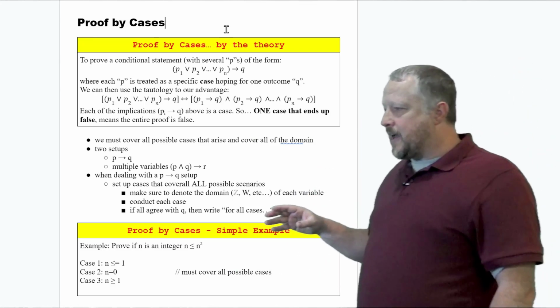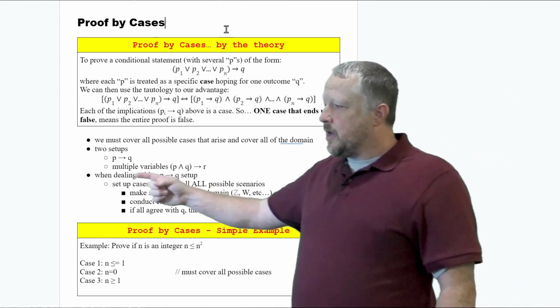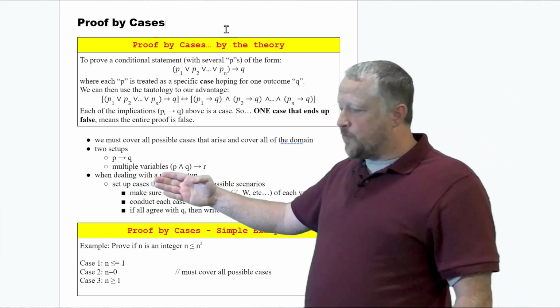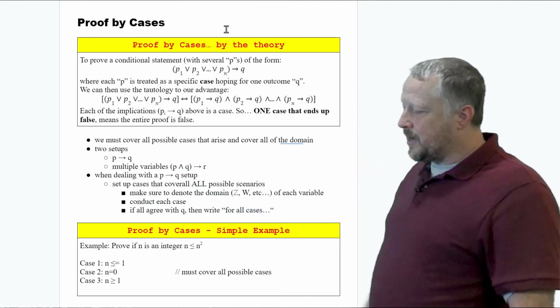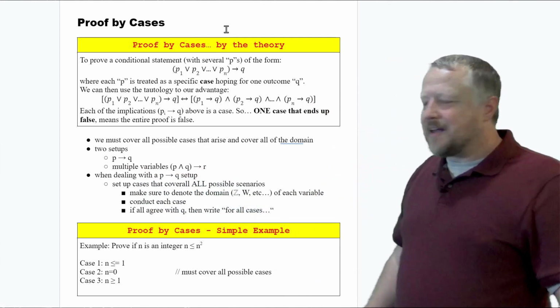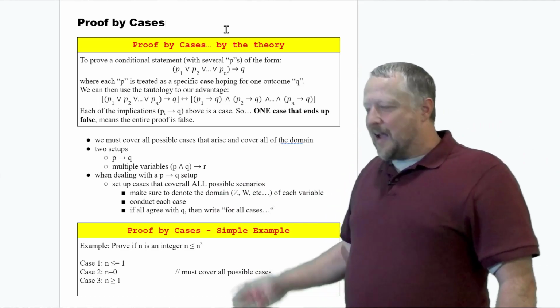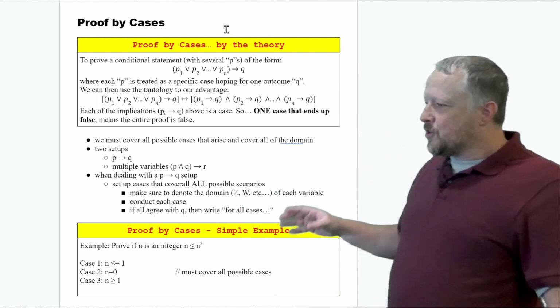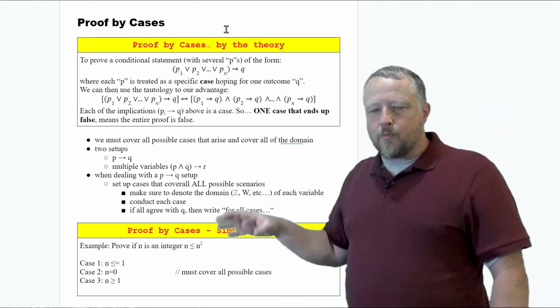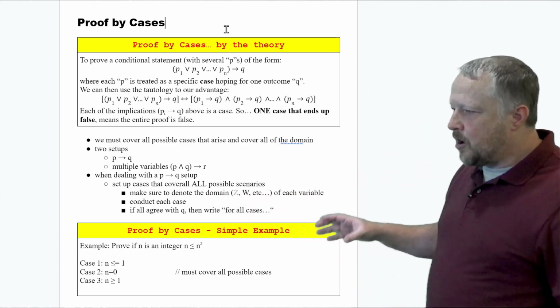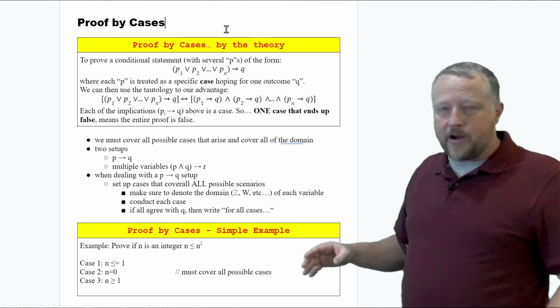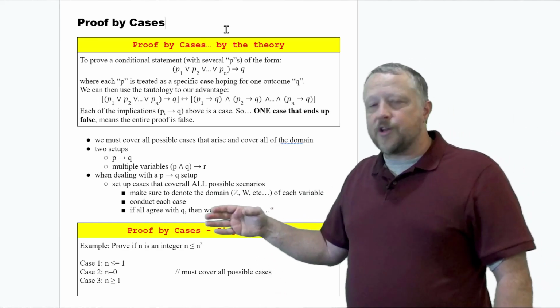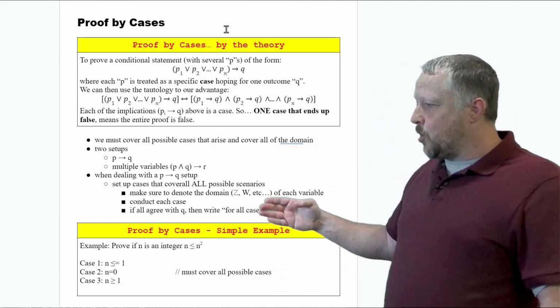There are two different setups when we do this. There's the P implies Q, and then there's the multiple variables setup, which we've talked about before. It's P or Q implies R, and we've talked about that as well. So when we're dealing with just a normal P implies Q setup, we have to set up all the cases for all possible scenarios. We have to make sure that we denote the domain. Is it an integer? Is it a whole number, etc.?